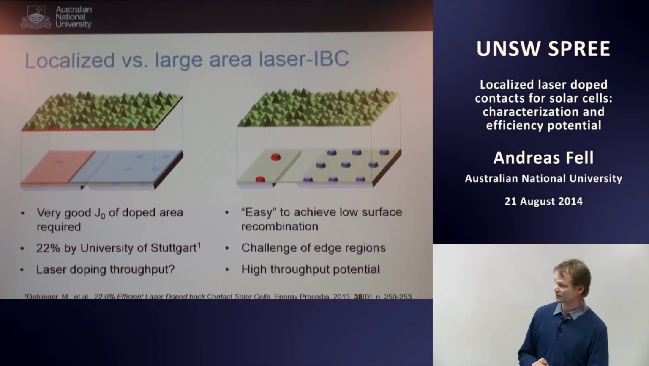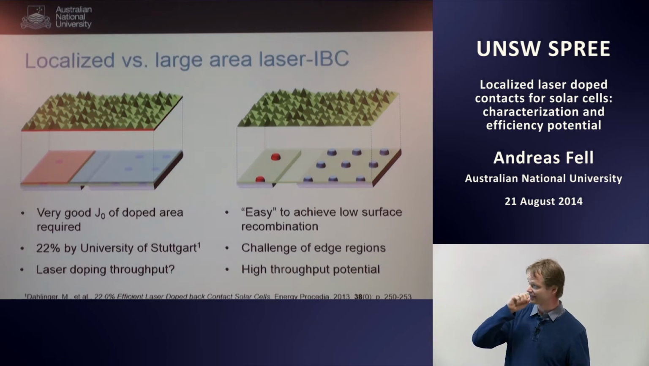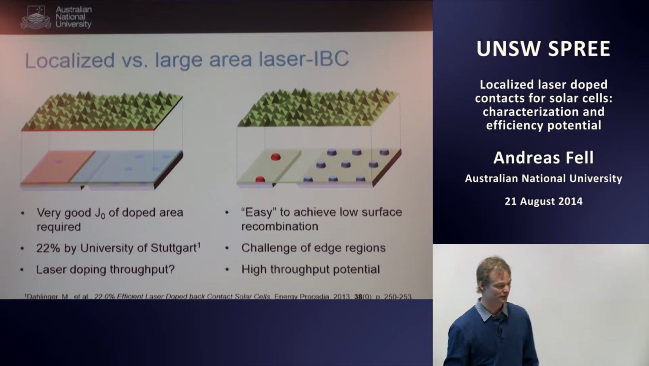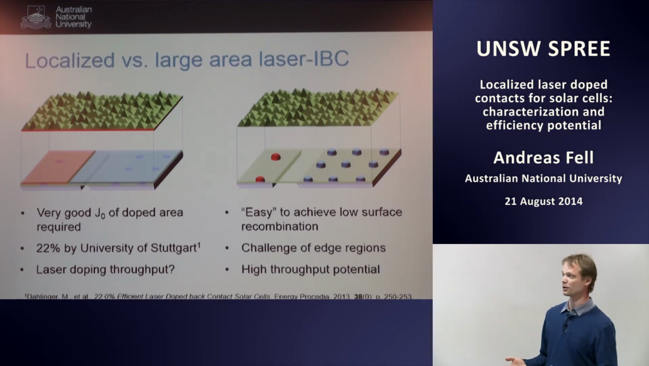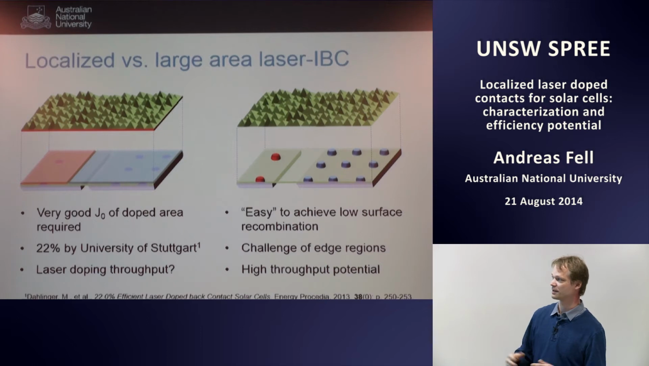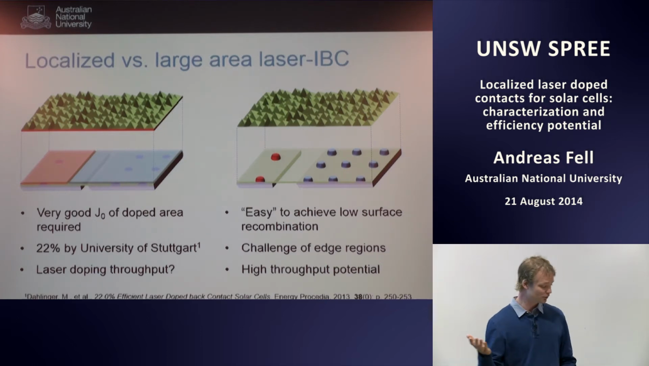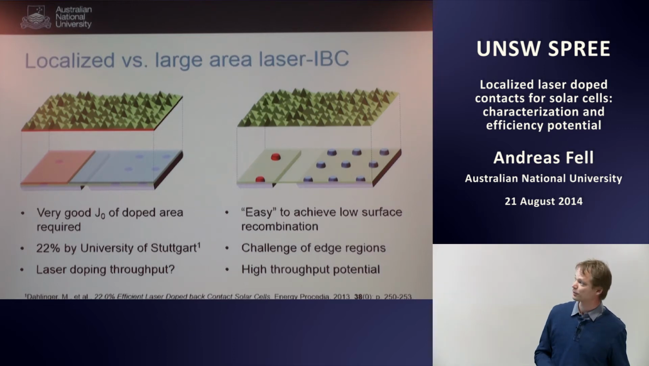And also the challenge is that the laser doped areas, both the boron and the phosphorus, are passivated by the same passivation, obviously. And both need to show very good chain odds because they cover the whole surface. Which can be done, obviously, up to 22%, so it's not impossible.